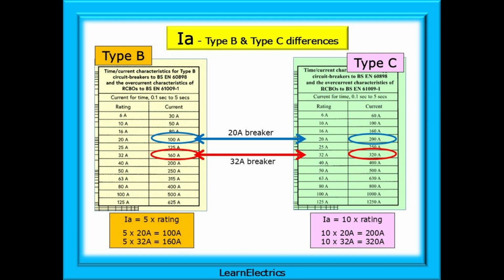A type B 32 amp breaker has an IA of 160 amps and a 32 amp type C is 320 amps. A nice tip for breakers is that for a type B breaker, IA is 5 times the nominal rating of the breaker. For a type C, IA is 10 times the rating, and for type D, it is 20 times. Pause the video and check it out.